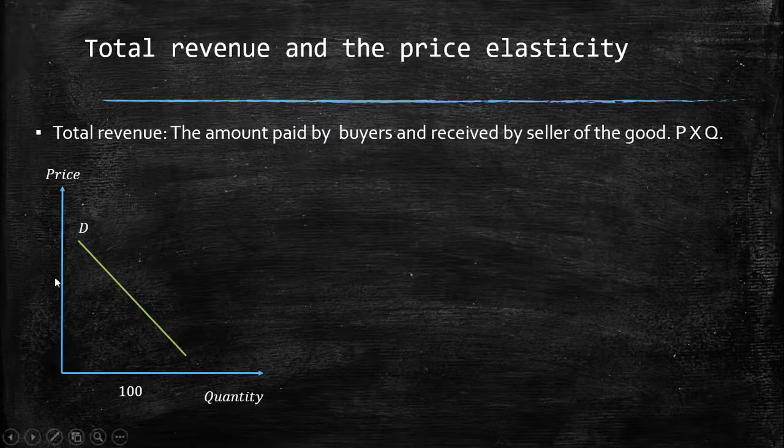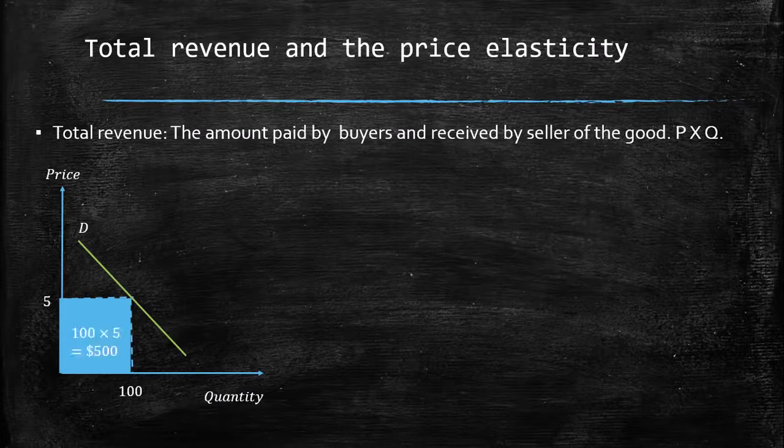Imagine there is a normal demand curve, and we have the price of 5. We have a demand of 100. So the revenue is going to be this area. This rectangle is going to be the area. Why? Because it's going to be the quantities times the price. So this is the revenue.